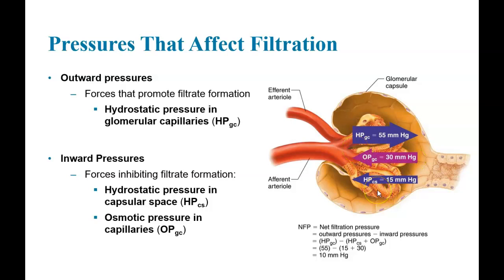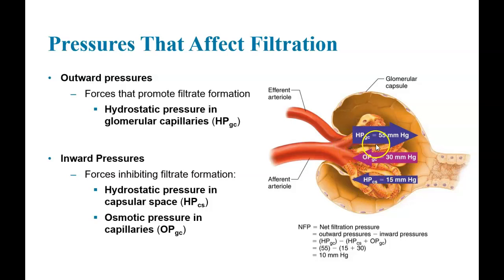So because substances move down the pressure gradient, that also prevents filtrate formation here in the inward pressures, because the hydrostatic pressure in the capsular space, which is out here, is going to be higher than it is inside of the glomerulus. And so it prevents the filtrate formation because it's moving in this direction, back inward.